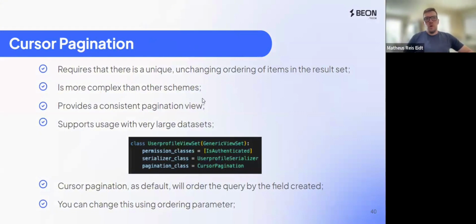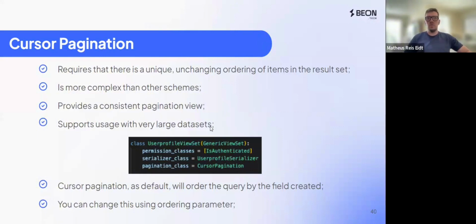This type of pagination requires that you have a unique unchanging ordering of items in your result set. It's more complex, but provides a more consistent pagination view. Because let's say, for example, some client is creating a new user profile at the exact moment you are requesting the list of user profiles, you never see a duplicated response here.